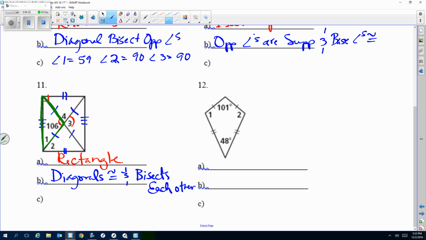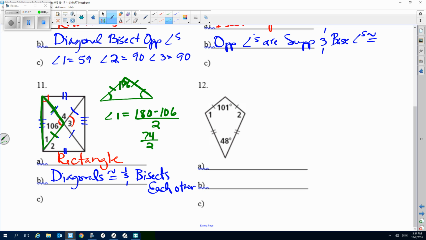Using this isosceles triangle, remember, I'm just going to redraw this. We have 106. And so the base angles are going to be congruent. So angle 1 equals 180 minus 106, divided by 2. So basically we're taking our 74 divided by 2. That gives us our angle 1.